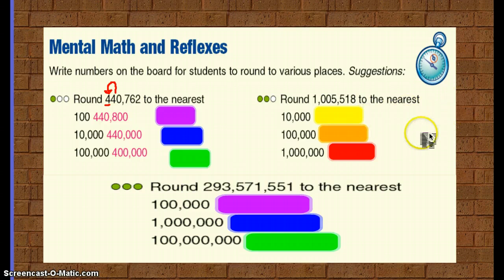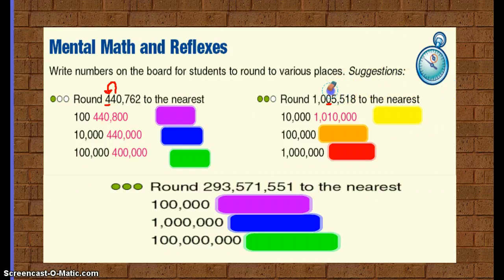Again, over to the right, we're looking at new numbers. Our number is 1,005,518, round to the 10,000s place value. It's a 0, but the 5 next to it is what tells me what I'm going to round that to. And that's telling me, because it's 5 or above, that I am going to round that up. So it's going to be 1,010,000. And that's what you see written there.